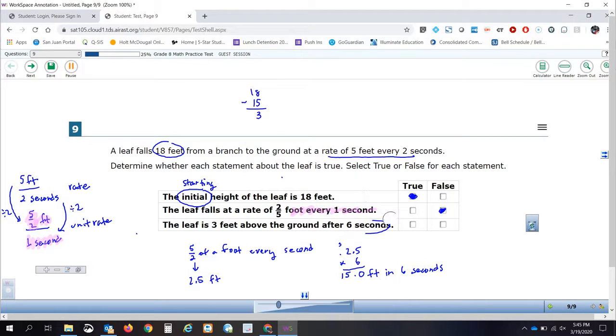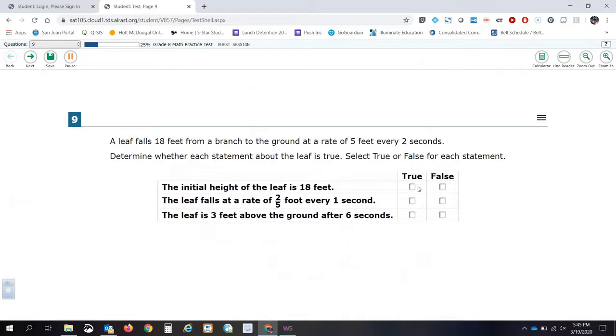And that, ladies and gentlemen, is what it says. So it will be true. So we are looking for true, false, true. I apologize for that math error. Glad that you guys caught it for me.